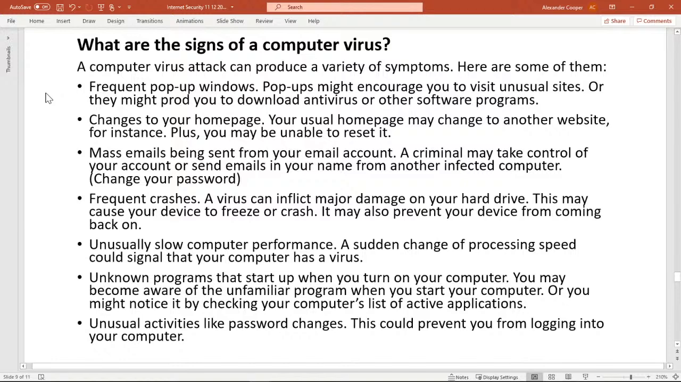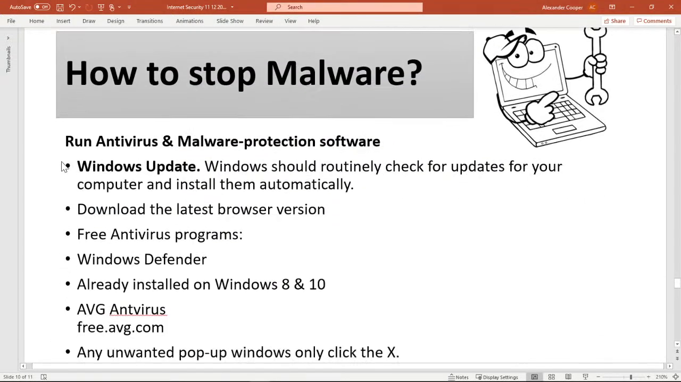Unusual activities like password changes that could prevent you from logging into your computer. That's when you would really need to either look it up and try to solve it yourself, or take it to a specialist at a computer store. Let's talk about ways to stop malware. Hopefully, you'll be able to stop it in its tracks, or before it gets worse.